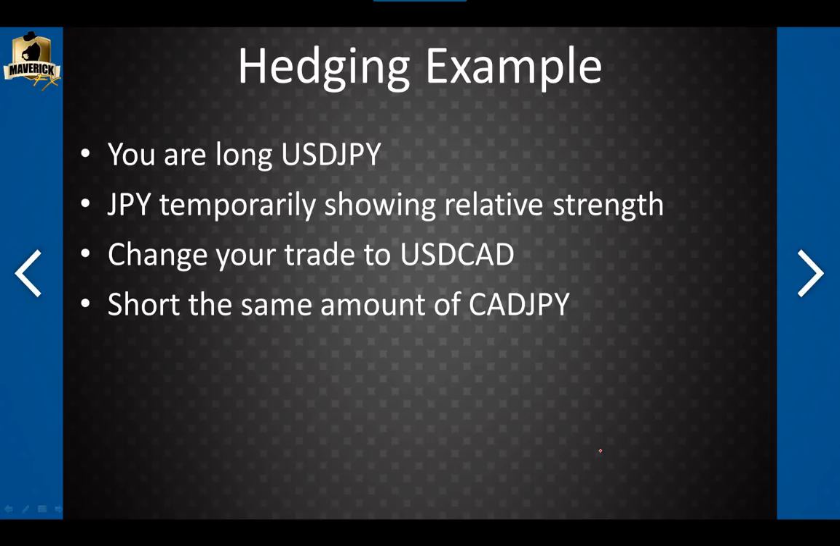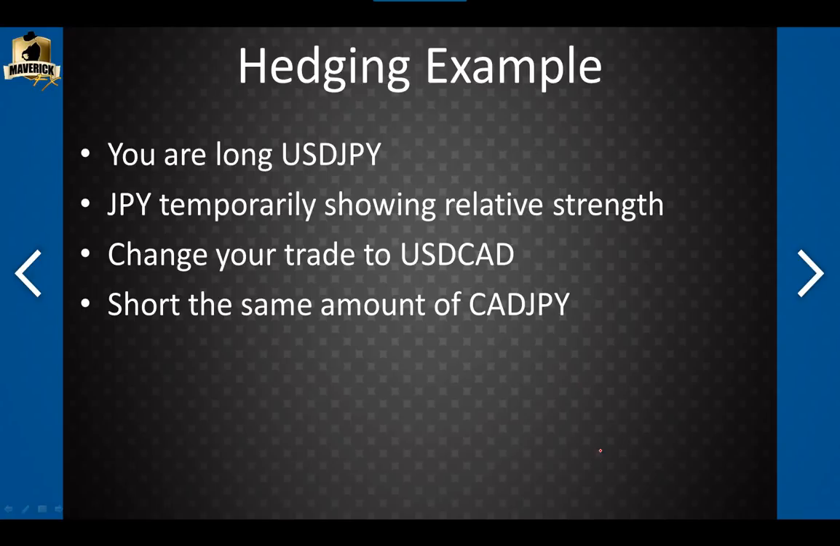Let's say that I'm long US dollar yen. So obviously I think the dollar is going to be strong, and I think the yen is going to be weak. And let's say that during the trade, the dollar is actually doing very well. But that darn yen is stronger than I thought.